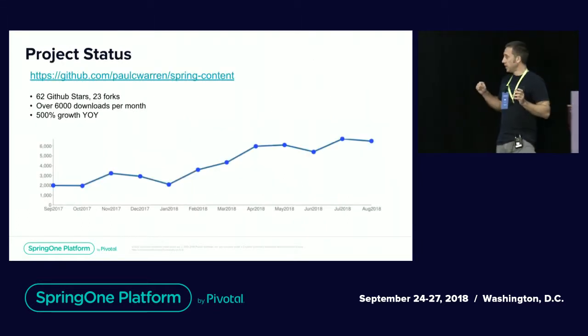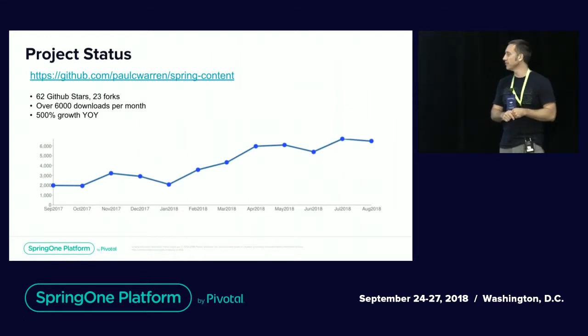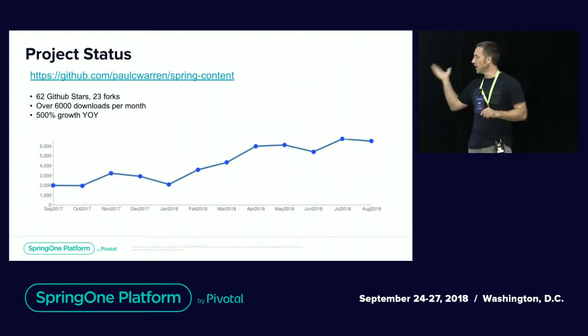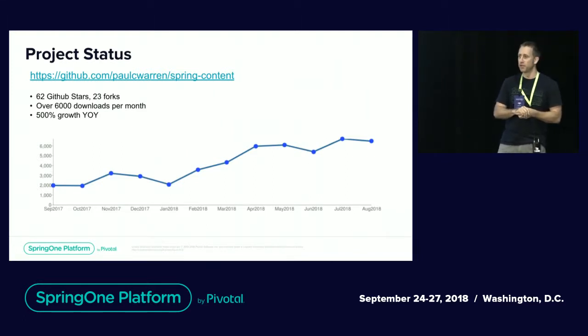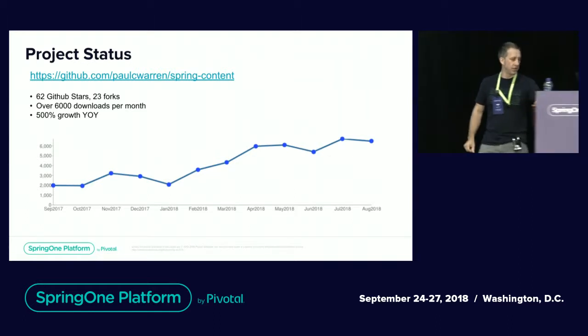So this is a fairly new project. We're in incubation phase, right? We've been going a couple of years. We've got some GitHub stars and forks. We're getting about 6,000 downloads a month. And that represents about a 500% growth year on year.